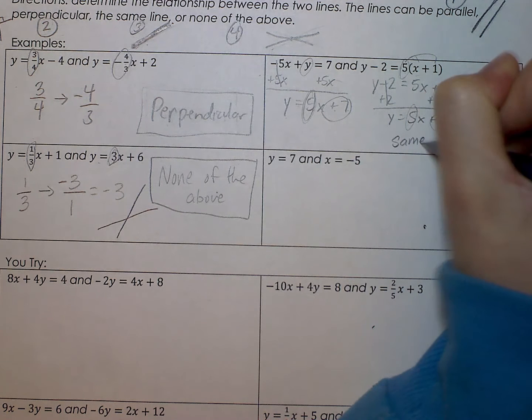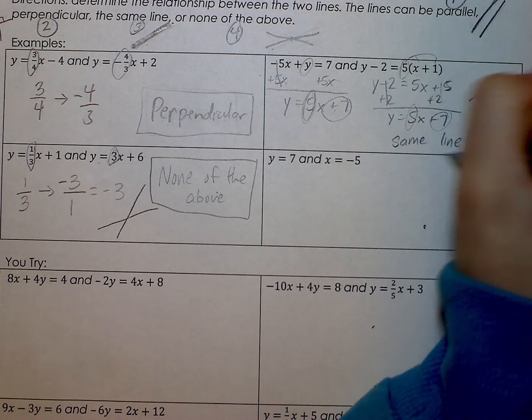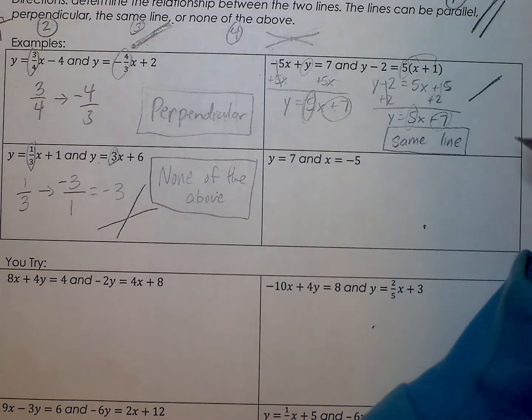So just be careful. When you get the same slope, it's not a guarantee that they're parallel. Sometimes they're the same line. So just watch for it. Be careful.